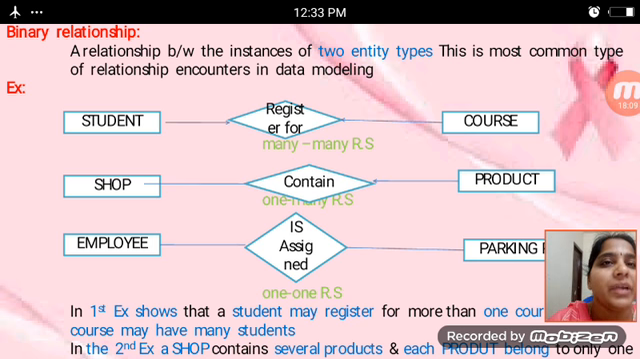I am taking binary here. In that binary, that meaning will be there too. I am taking student and course here. That relationship is "register for." One student registers for so many courses. That is a binary relationship.